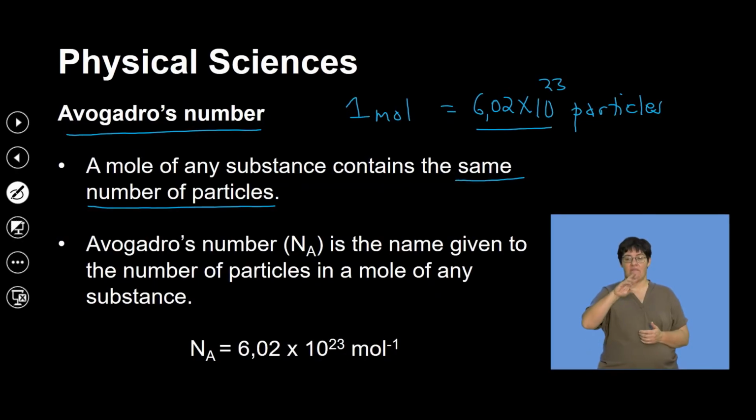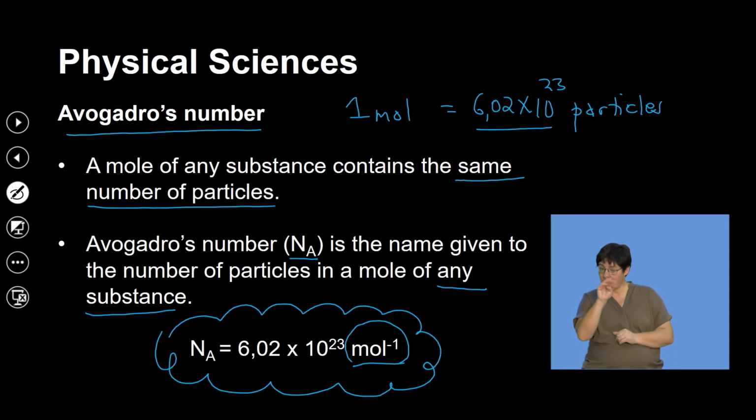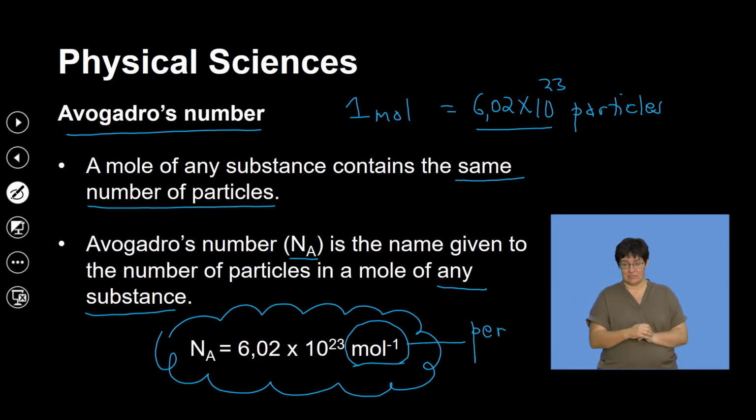So the Avogadro number, the symbol is Na, which stands for Avogadro number. Take note of the symbol. It is the name given to the number of particles in a mole of any substance. That's our emphasis. So this is our constant in as far as the mole is concerned. What does it mean? It says that the Avogadro number is 6,02 times 10 exponent 23 per mole. Per mole, so it means in 1 mole, there is that number of particles, whatever the type of particles that make up that form of matter.